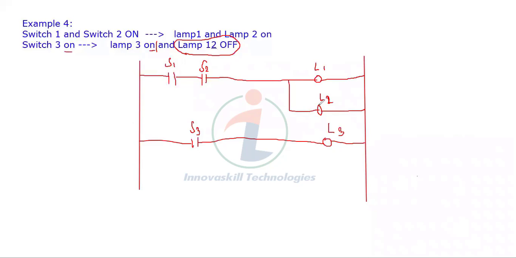Lamp 1 and lamp 2 are available here. This should be off. Now we have to check why lamp 1 and lamp 2 are on now. Why it is on means switch 1 and switch 2 are giving the supply. The supply is flowing to L1 and L2 through this. So if I disconnect the supply, what will happen? L1 and L2 will be off. So when do I have to disconnect? When switch 3 is on. That is, if the input, switch 3, is on, this should be off.